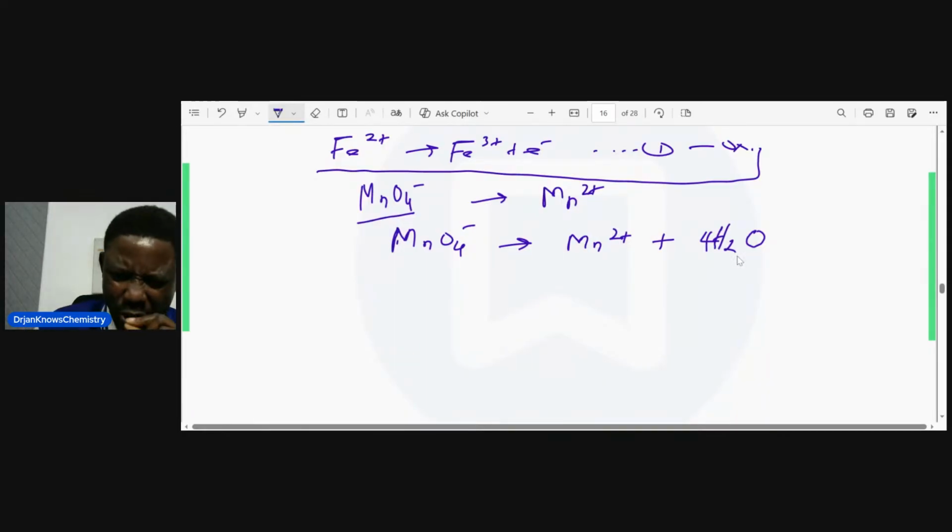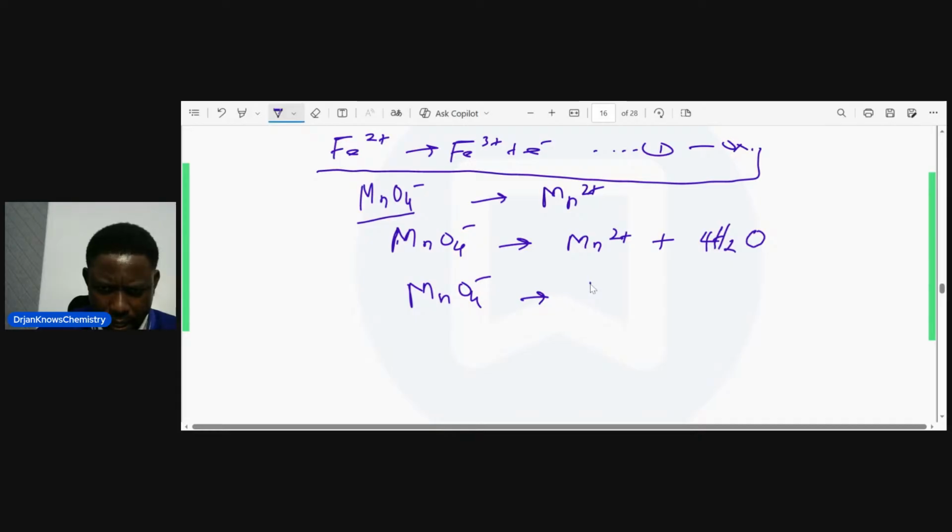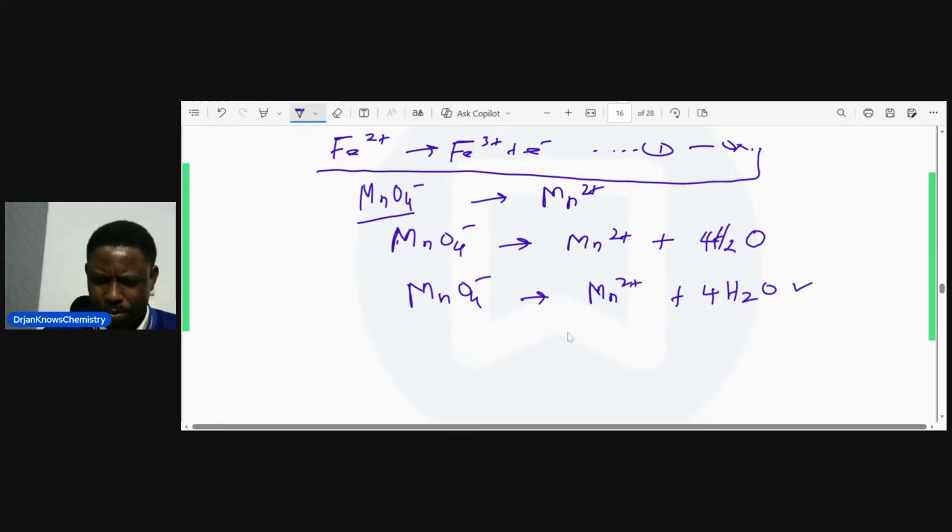Please write it. That's the third point I'm giving to you. That is a secret that every child should work with. Once you work with it, then it becomes very easy. So that is 4H2O. So MnO4 minus gives Mn2 plus, and I'm writing it again, plus 4H2O. The reason why I added 4H2O is because I have four oxygen here. If I have seven oxygen here, you're going to have seven H2O. That is it.